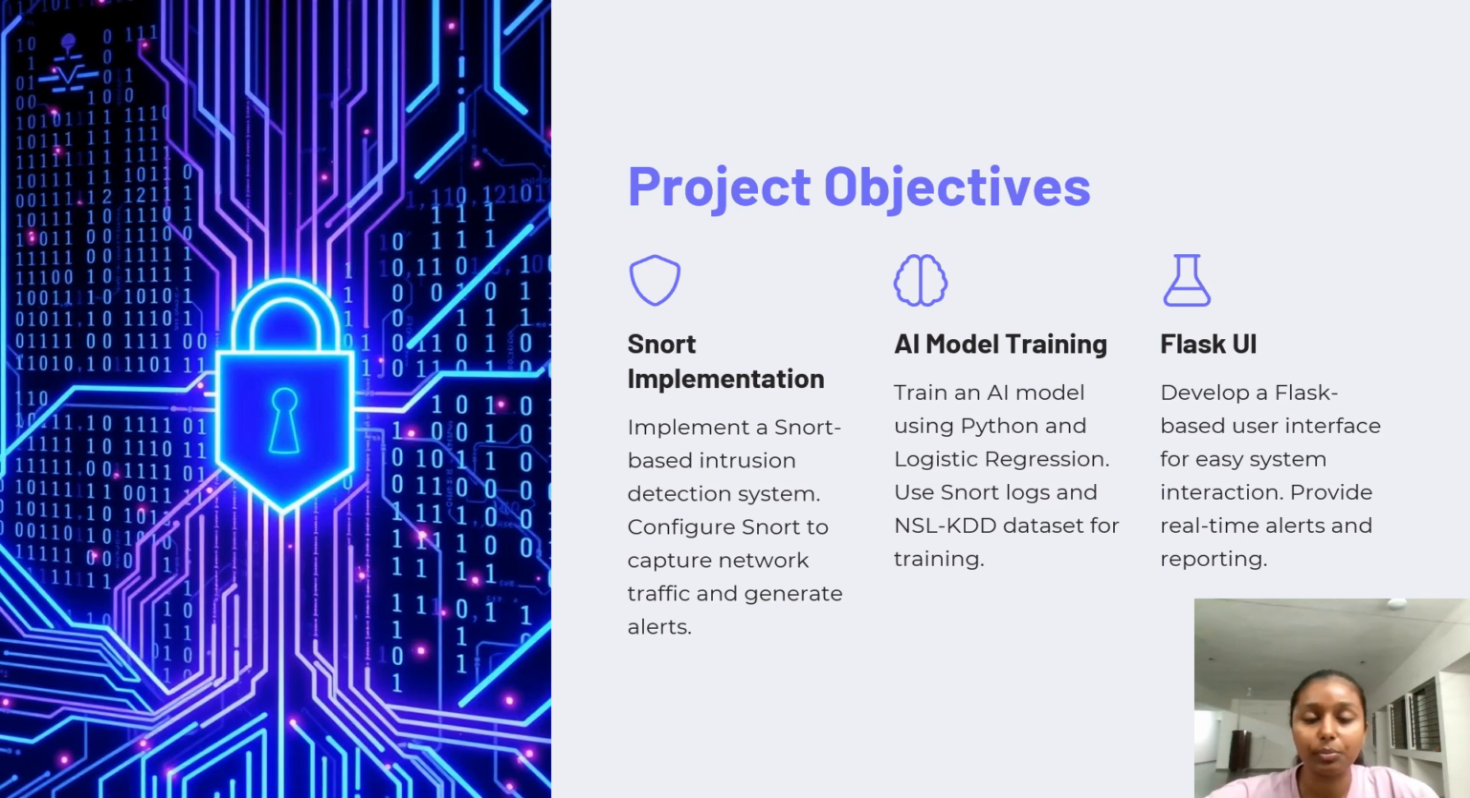The second major objective is AI model training. First, we have configured Snort in our VMware and captured the logs from VMware into a Jupyter notebook, and then we have trained a model, which is logistic regression, for better accuracy. And then we have used those Snort logs and also trained our model on the NSL-KDD dataset for training our logistic regression model. And the last one is Flask UI.